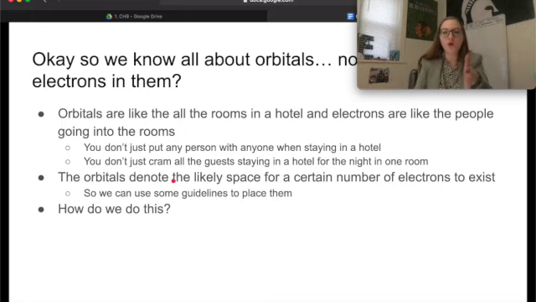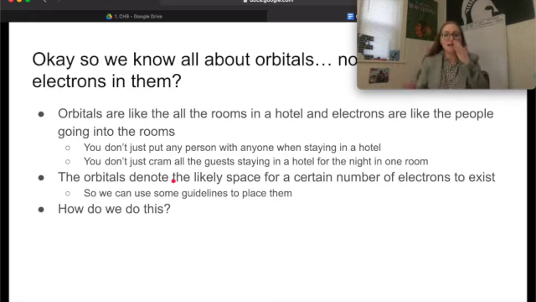Now we're going to talk about orbitals as locations for electrons. Let's think about orbitals as all the rooms in a hotel. The hotel is the electron cloud of the atom, the orbitals are like all the rooms in the hotel, and electrons are like the people going into rooms. Let's say it's a honeymooners weekend, so we've got pairs of people that need to go into rooms, and they might be arriving at different times.